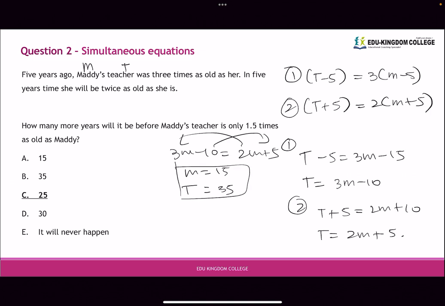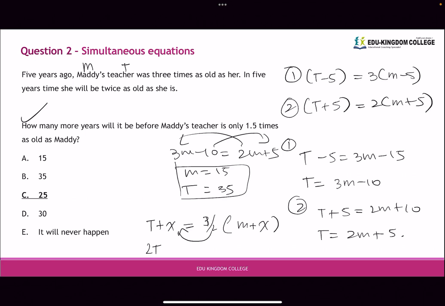Now that we know this, let's figure out what the question is. How many more years will it be before Maddie's teacher is only 1.5 times as old as Maddie? So we don't know how many years. So let's just say t plus x equals 3 on 2, or 1.5, times m plus x. So we're trying to find what x is. So first of all, let's move this over. Let's move this 2 to the other side. So it's going to be times 2 everything.